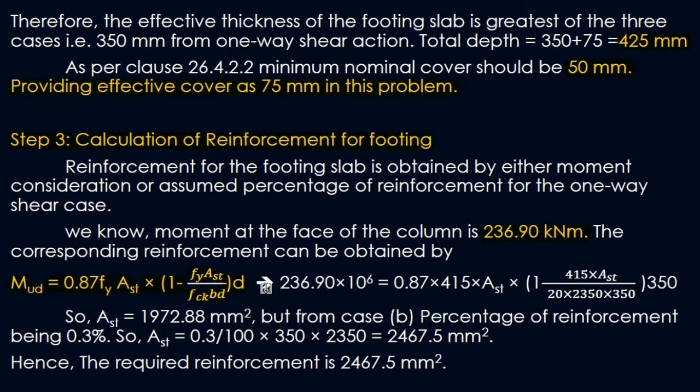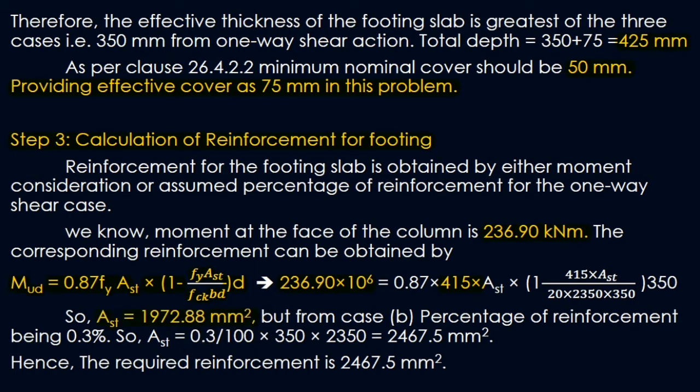We know the MUD value is 236.90 into 10 power 6, and 0.87 Fy, with Fy being 415, is the grade of steel, and AST we don't know here. We have to find that reinforcement only. That's why we have to find this AST value, and we know everything else: we know FCK, we know the B value, we know the D value. After calculating all these, we have to calculate AST. Then you can see the AST value I got is 1972.88 mm square.